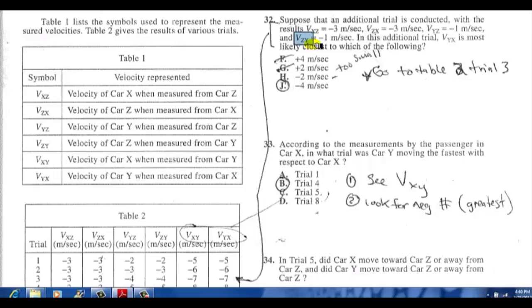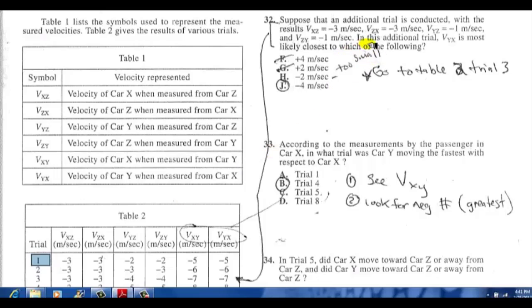It's VZY. Let's find it. VZY is here. The new information they give us is -1. Trial 1 is the closest again with a -2. If we take this new information, -1, put it just above here in trial 1A, it would go -1, -2, -3, -4, -5. So far, trial 1 is very close to what we are looking for.